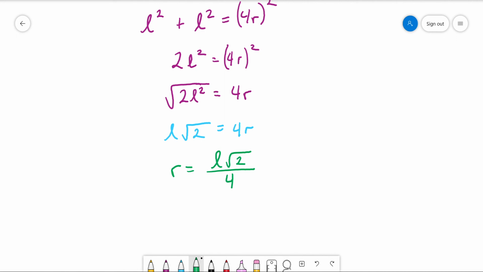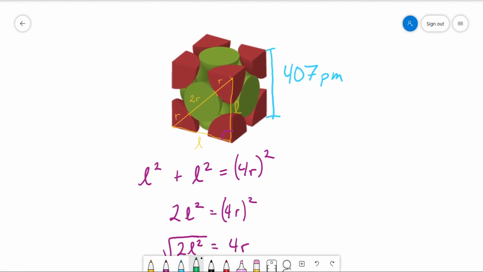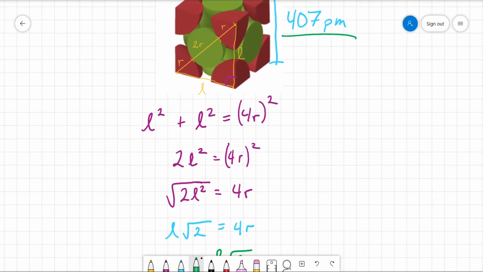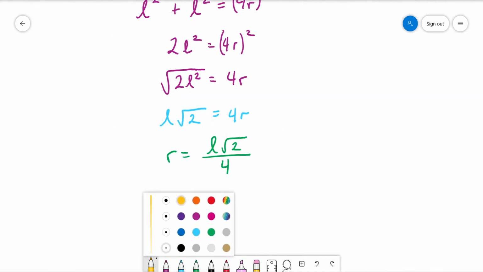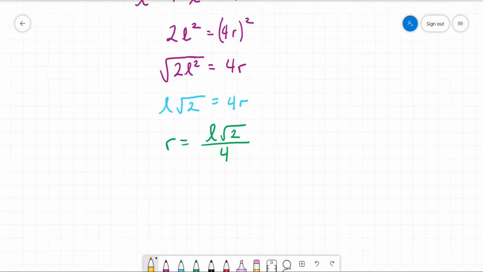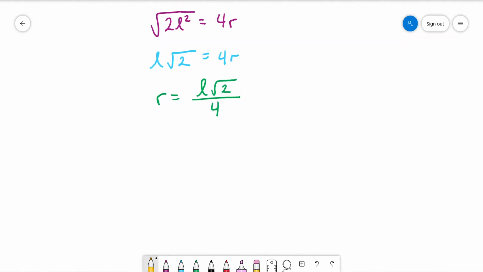So we know the radius in terms of the length of the side. Go back up. We know the length of one side is 407 picometers. Now really it's just a matter of dropping in the numbers and we can solve. So r is equal to 407 picometers times the square root of 2, all over 4.